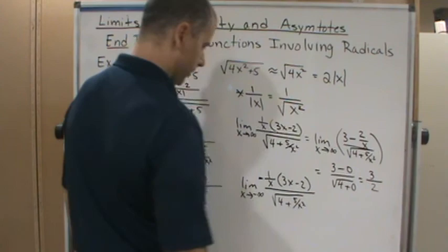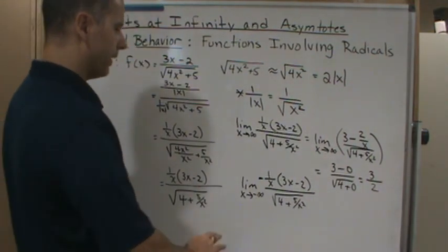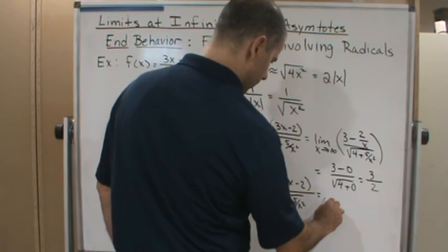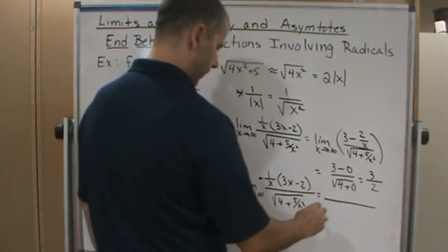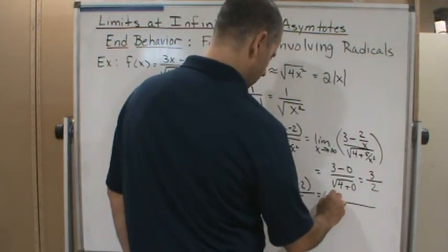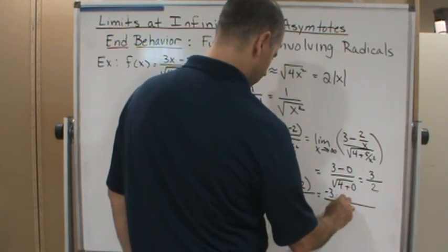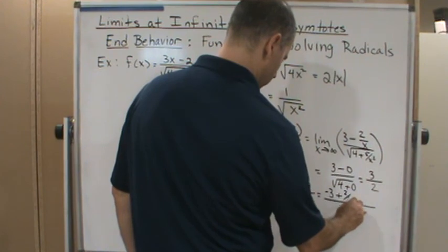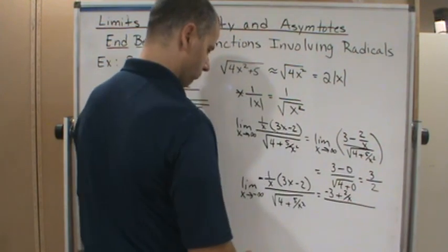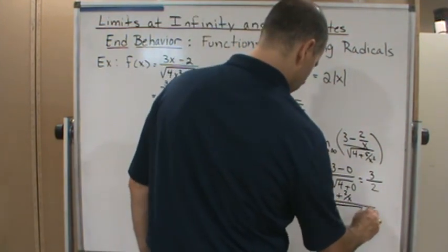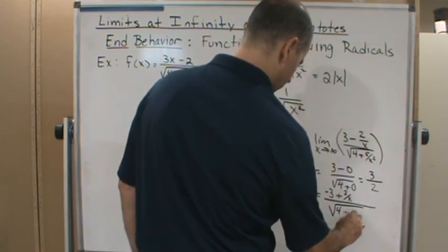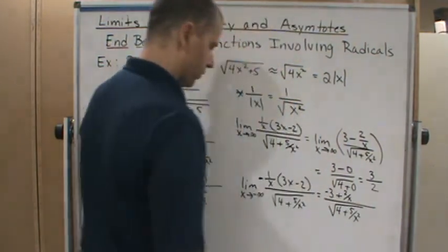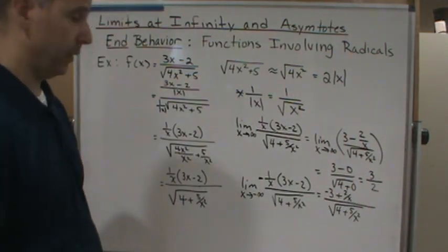Okay? So now this is going to be 3x minus 2 over the square root of 4 plus 5 divided by x squared. Okay, now if I distribute the negative 1 over x, now it becomes what? Negative 3 plus 2 over x over 4 plus 5 divided by x squared. And now you see what's going on.